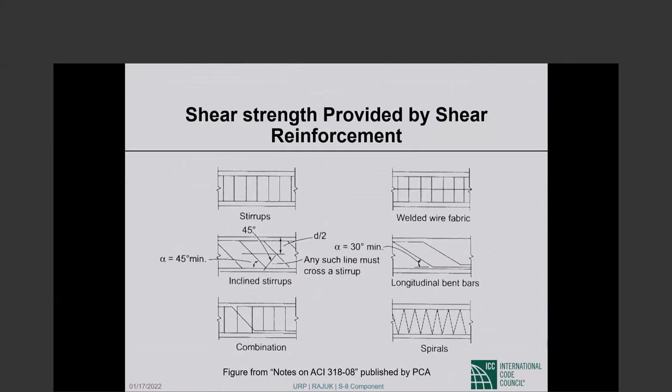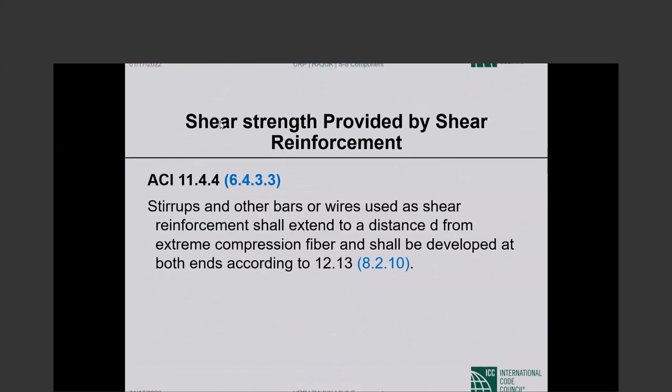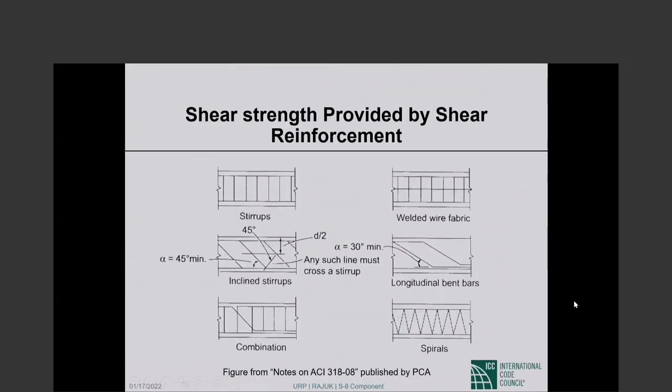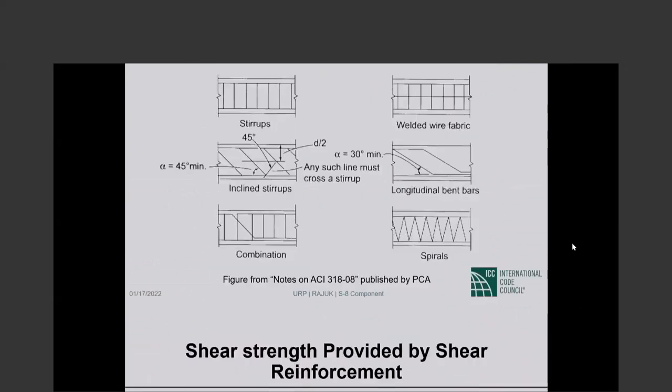These are the various types of shear reinforcement: stirrups, welded wire fabric, inclined stirrups, as it says, more than 45-degree angle. So those are the inclined stirrups. Longitudinal bent bars. This is the tension bar bent up and then it becomes a compression bar. This used to be done long time ago. Combination of bent bars and stirrups, and then the spirals. Okay, so this is not uncommon. The spirals are not terribly uncommon, but these inclined things I think are not common.